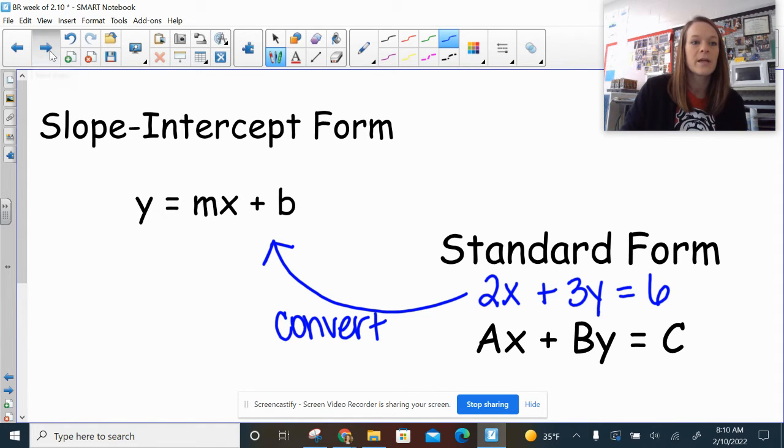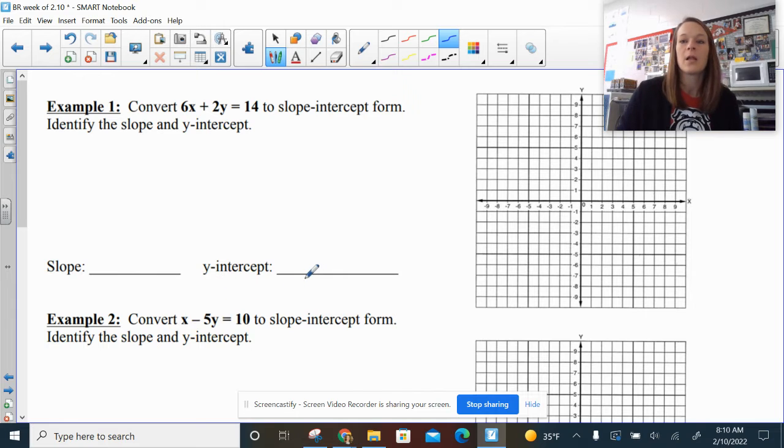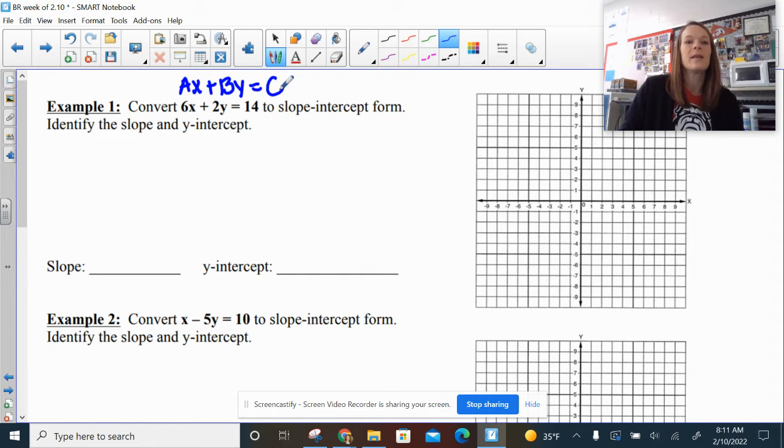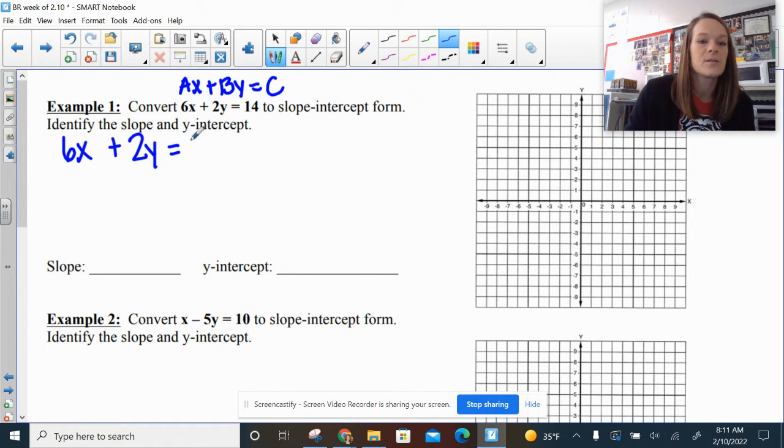Okay, so if you will look at your orange paper and follow along with the examples with me. So we have to convert this to slope-intercept form. I know this is in standard form because it is in this form: Ax plus By equals, 14, but it equals what we call C. So when it's like this, the first thing that you want to do is move your x to the other side.